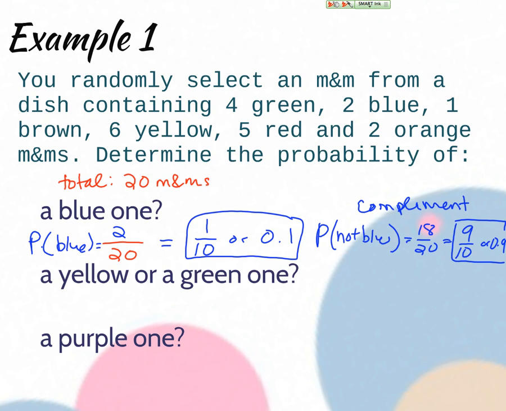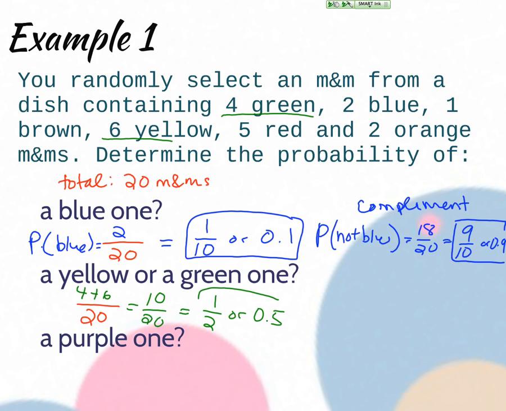So then we have another event here. A yellow M&M or a green one. We are still over 20 because there are 20 possible M&Ms, but now we're going to have to add the yellow and the green together. So 4 plus 6 is 10. So 4 green and 6 yellow. So I have 10 out of 20, which should be 1/2 or 0.5. Does that make sense when sometimes we have to add different things together?